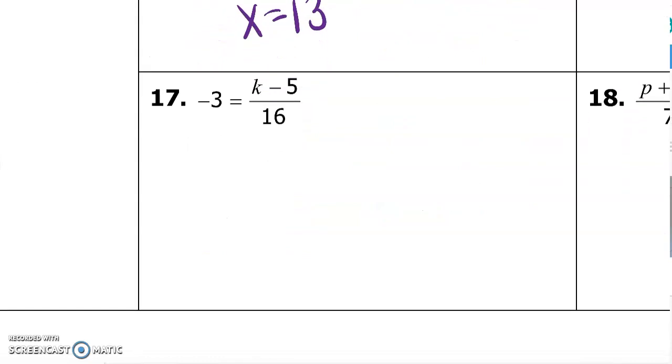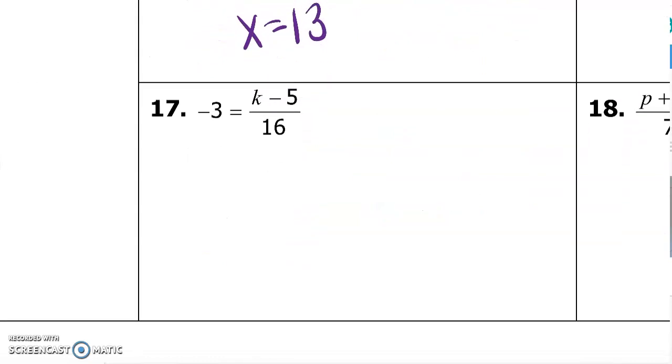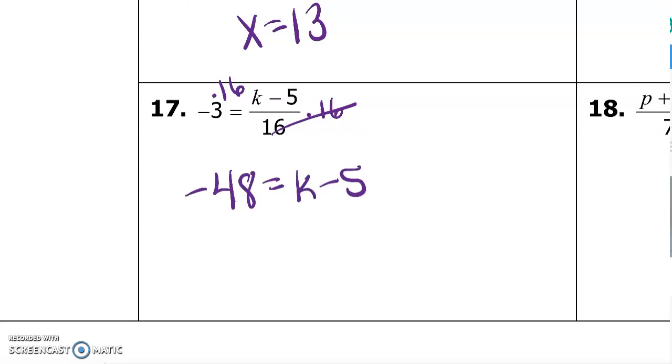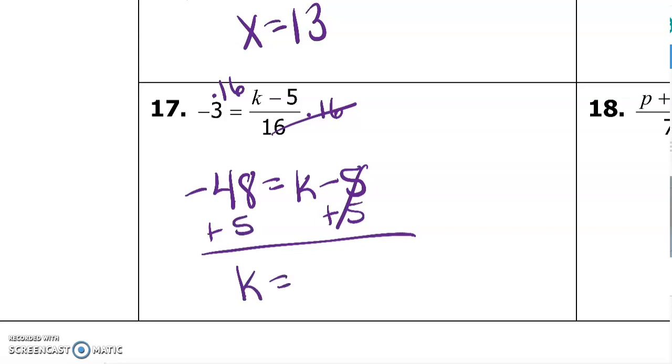For 17, we need to get rid of the 16 first. So I need to times by 16. So negative 48 equals k minus 5. Then I need to add 5 to get the k by itself. k equals negative 43.